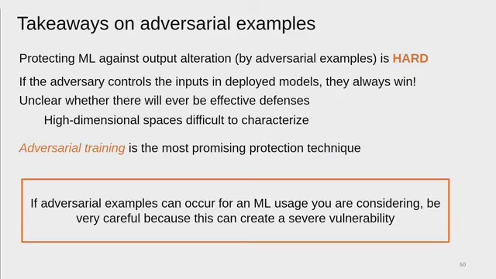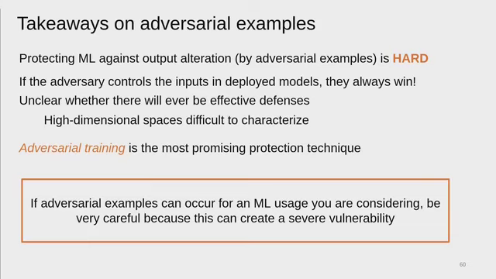So takeaways on these adversarial examples: protecting machine learning against output alteration by adversarial examples is really, really hard and pretty much an unsolved problem for now. If the adversary controls the inputs in the deployed models, they pretty much always win. And it's unclear whether there will ever be effective defenses because of the infinitely large feature space. It's a high-dimensional space. It's very difficult to characterize, and it's very easy to fool the model.